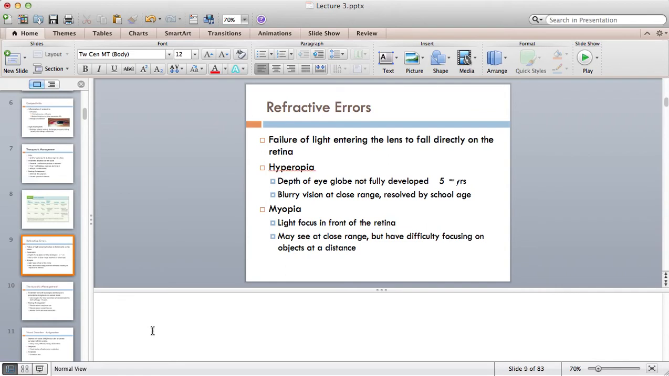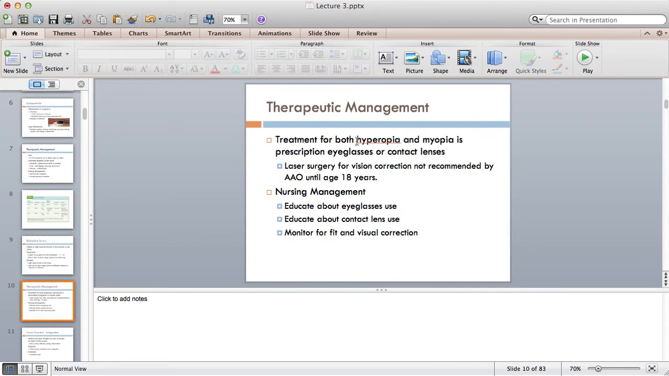Again, therapeutic management here will be corrective prescription lenses. Sometimes they'll do laser surgery, but not until the person is older, 18 years of age. Again, education: you educate the person on what you are giving them. Wearing their corrective lenses, you have to educate them. Kids, they don't like to put them on.